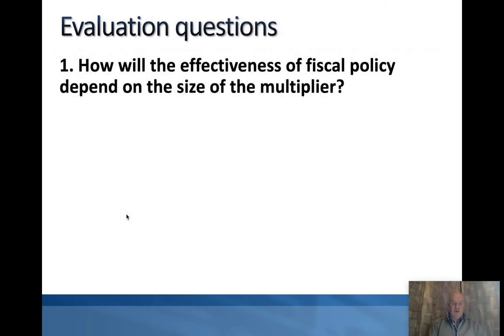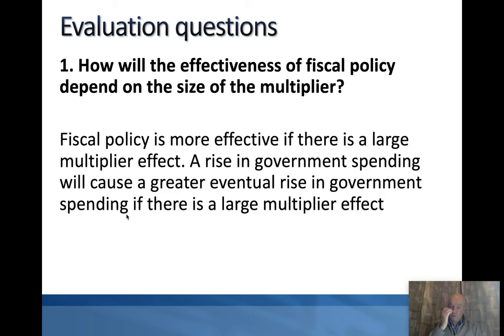Okay, so how will the effectiveness of fiscal policy depend on the size of the multiplier, as an evaluative question? Well, clearly, in this instance, we're talking about fiscal policy being much more effective when you've got a large multiplier effect. So if there is a large multiplier effect, the rise in government spending will cause a greater eventual rise in government spending and activity within the economy.